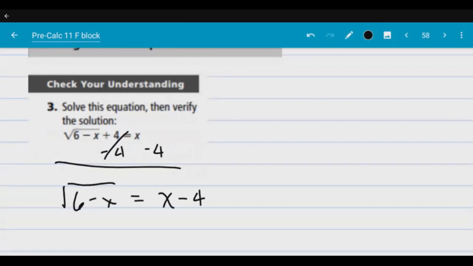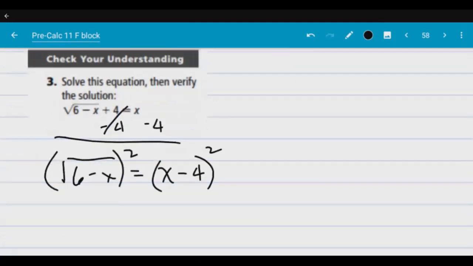Yeah? Okay. What's the next step? To get rid of the radical, we have to square both sides, right? Now, careful, you have to square x minus 4, the whole thing. Okay? Now, when we squared this square root, the square of the square root would just give us 6 minus x because the square root and the square cancels out.